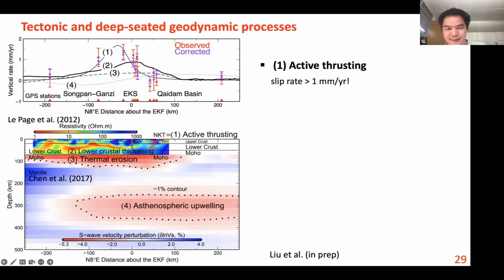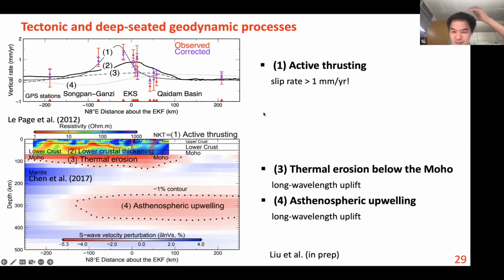About the active thrusting, if we want to use this sort of model to explain the data, we found that the slip rate must be greater than 1 millimeter per year. And in this region, both geomorphological studies and seismic studies have not found evidence for the presence of such thrust faults.